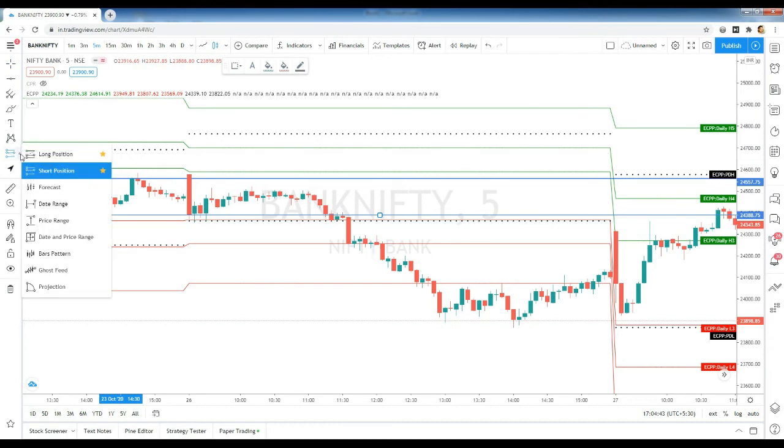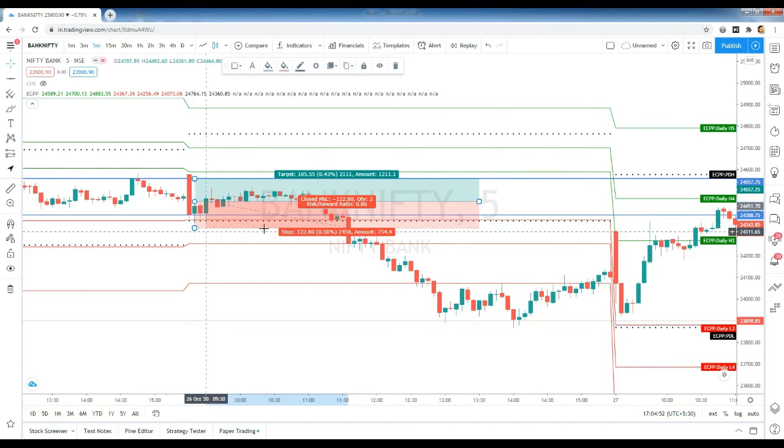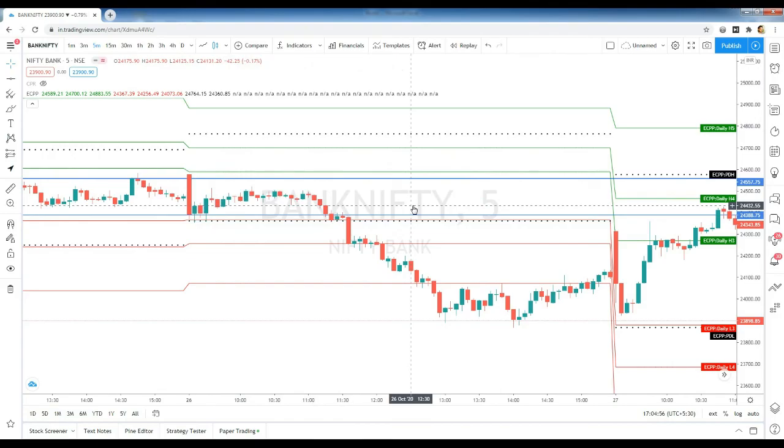So this is actually a loss trade. We don't have any problem because we can go long here, and our target should be at this resistance, and stop loss should be just below this previous day low, but it hit the stop loss.